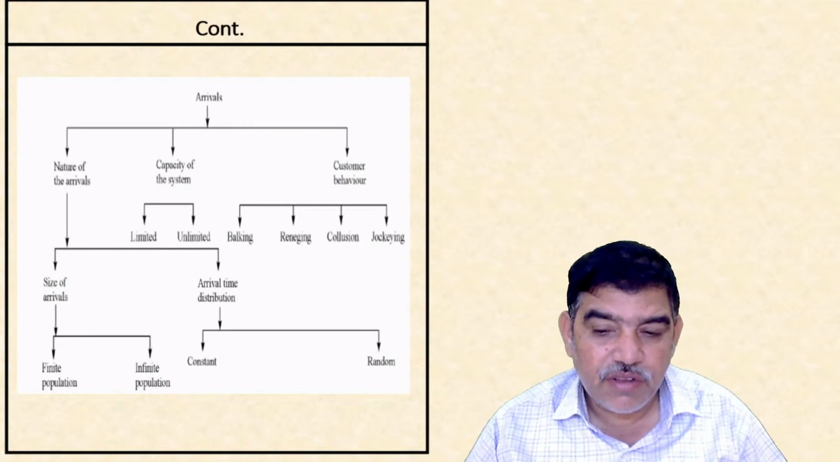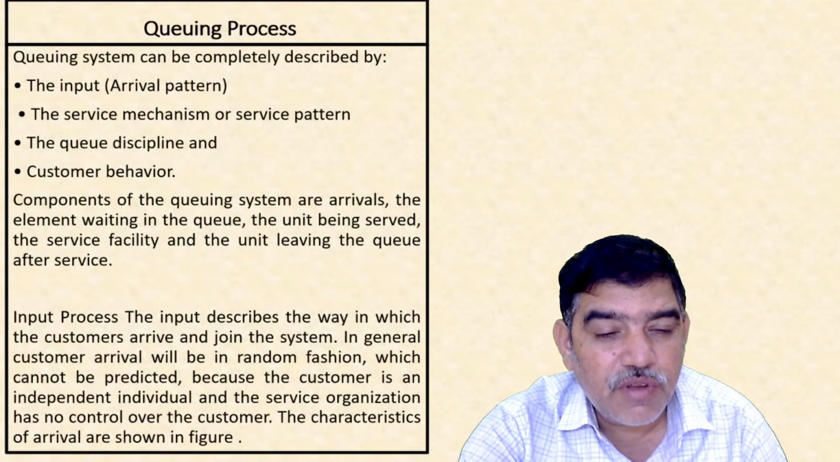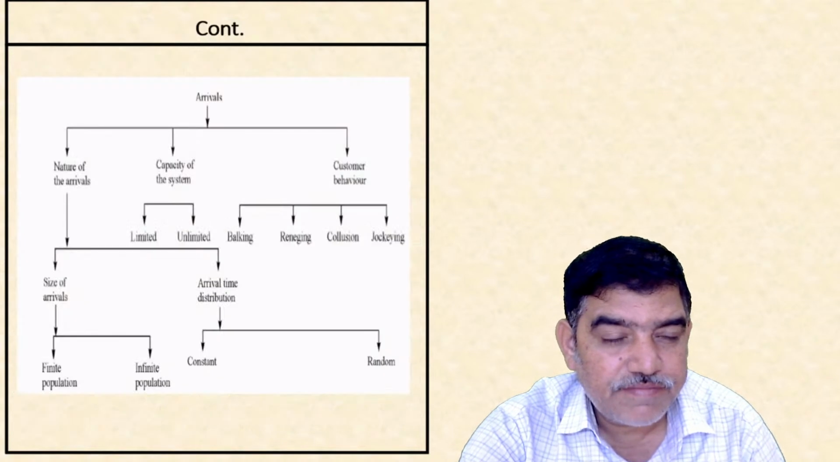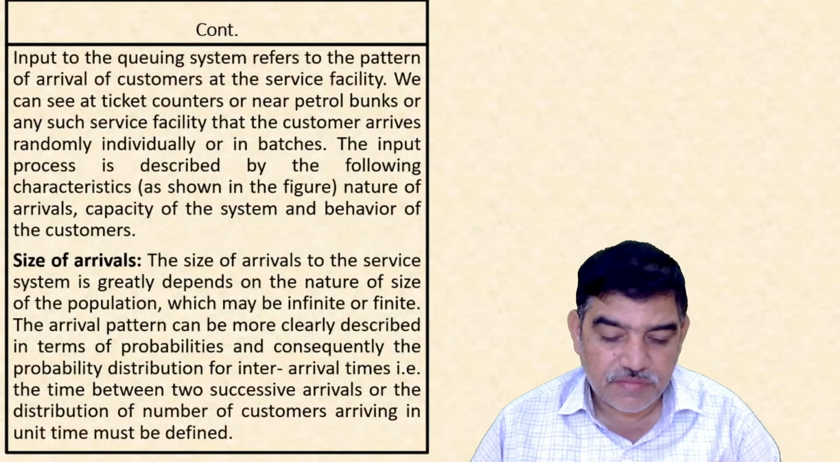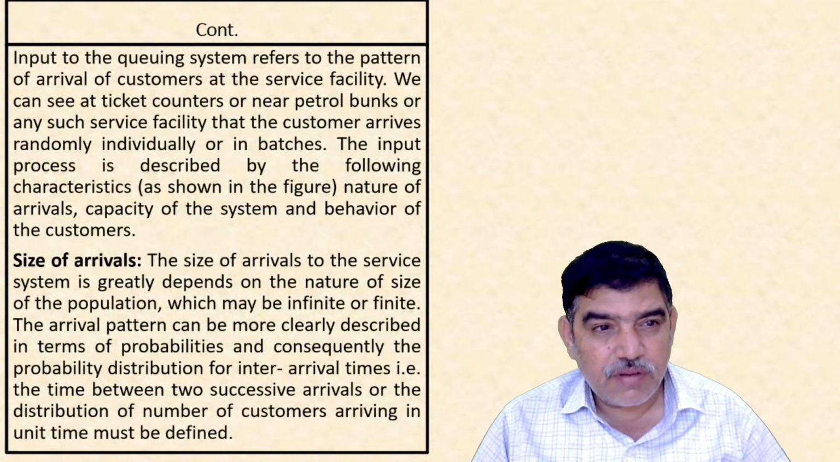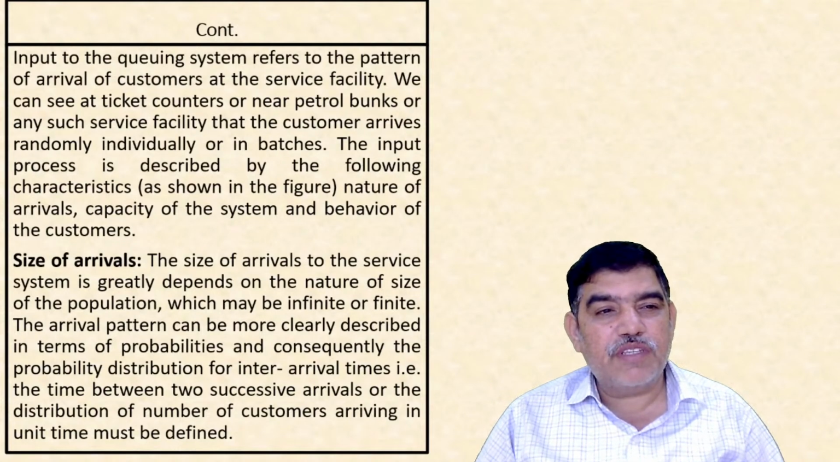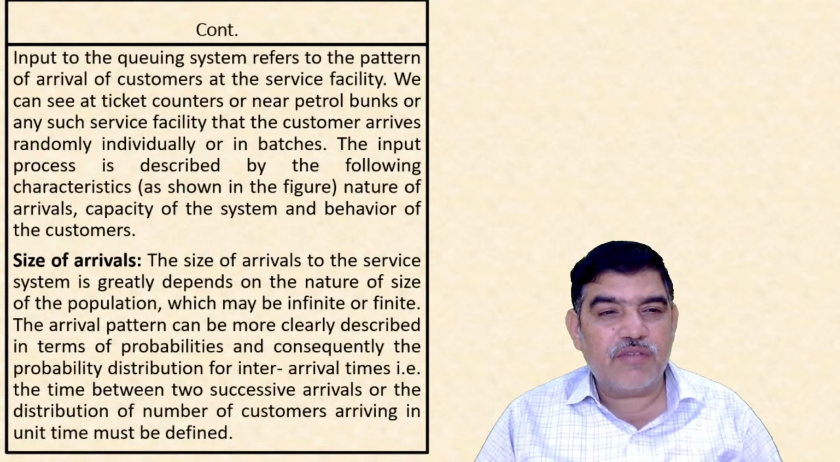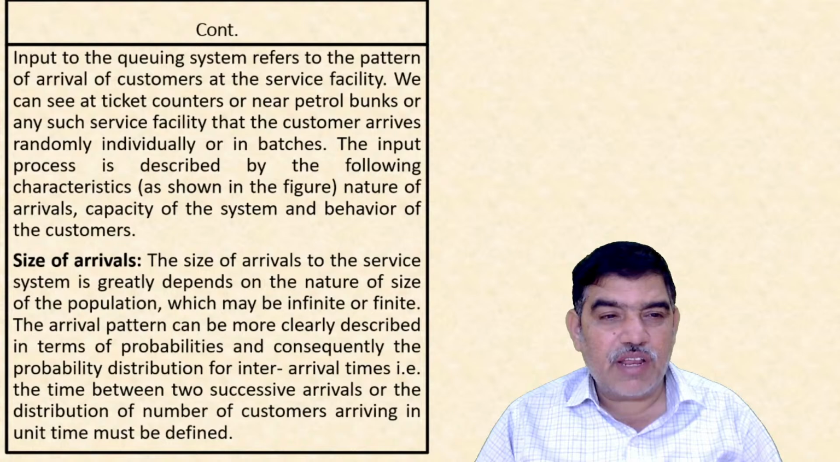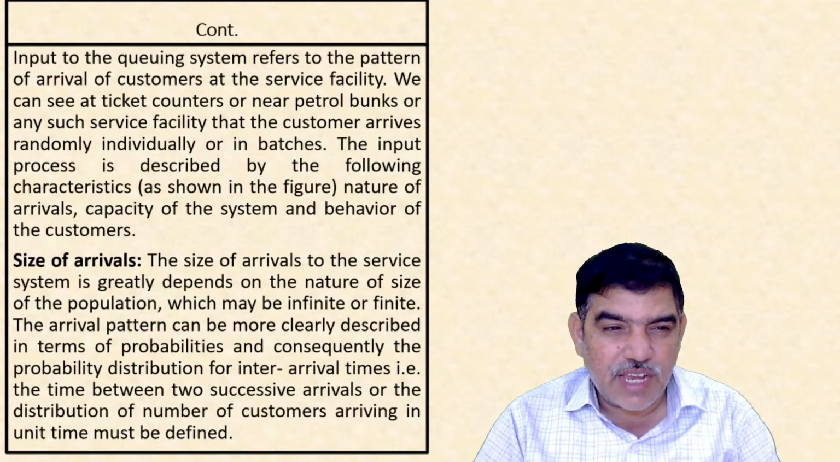So this is now the queuing process. Input to the queuing system refers to the pattern of arriving customers at the service facility. We can see at a ticket counter or near petrol bunks or any such service facility that customers arrive randomly, individually, or in batches. The input process is described by the following characteristics: nature of the arrival, capacity of the system, and behavior of the customer. Then size of arrival.